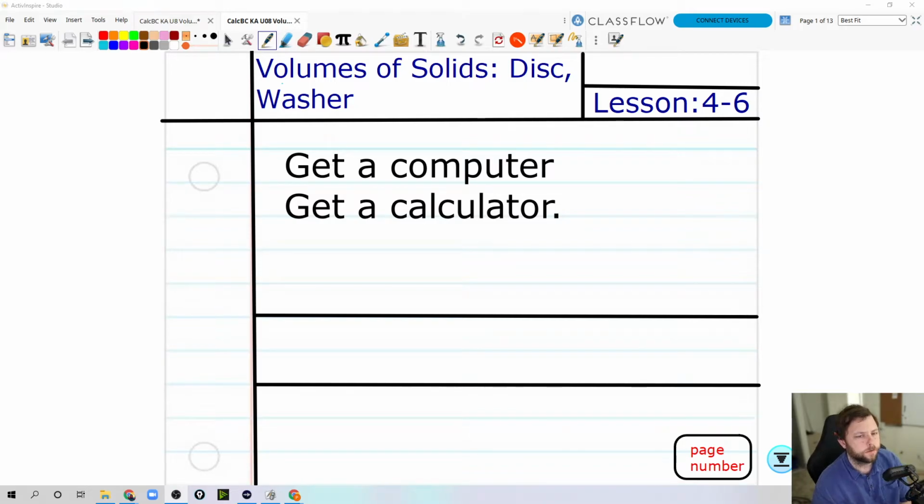So, the volumes of solids with disks and washers. Looking up, is it disk with a C or disk with a K? The answer is it could be both. I think I wrote C because that's typically when you have an actual disk, but either way works. Let's go.